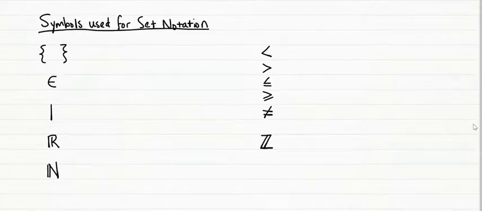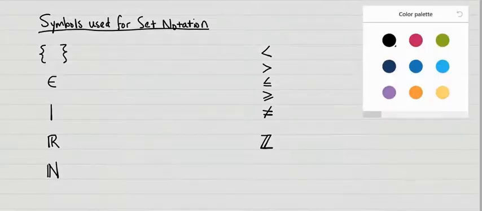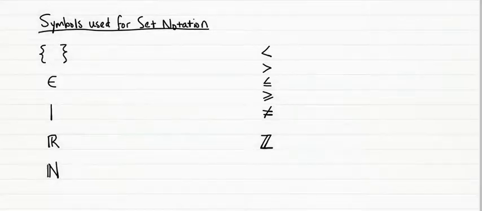So for set notation, here's a list of different symbols that you might see used for set notation. This first set of symbols is what we call set brackets. And these set brackets are used to enclose anything that we're talking about as part of a set in mathematics.